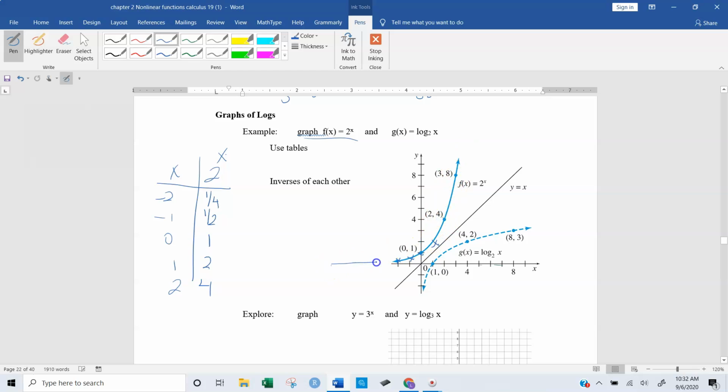There is my 2 to the x, and that's my asymptote that I have. Now let's graph this guy. So let's start out here. X, this one's a little bit more difficult. Log base 2 of x. Well, let's just try this: -2, -1, 0, 1, 2.